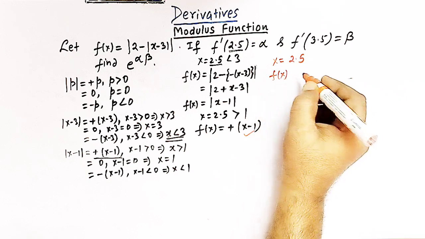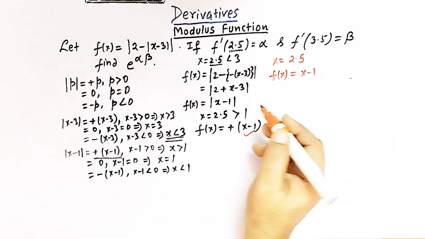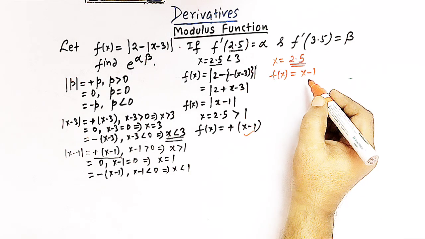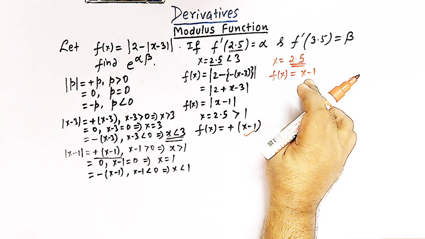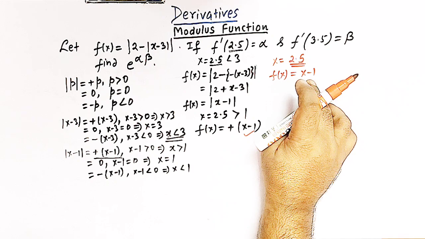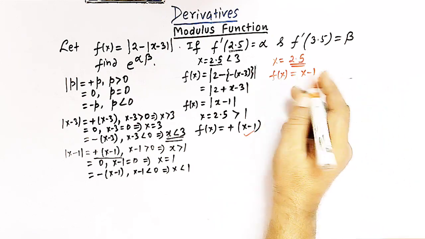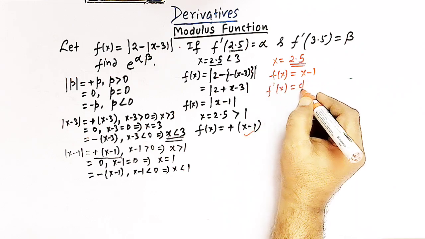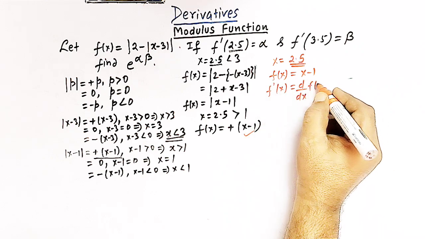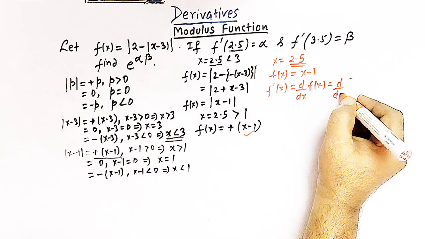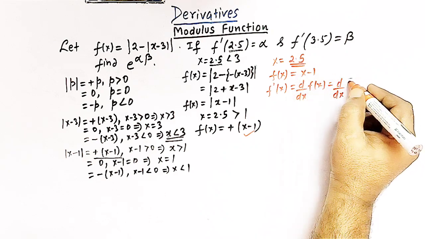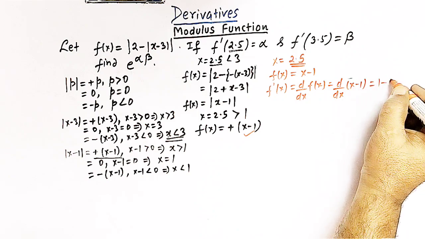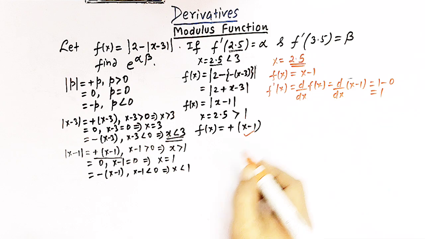So we have f of x is equal to x minus 1 in the neighborhood of x is equal to 2.5, and this function f of x is now a linear function, right? So now we can simply differentiate this function. So we have f prime of x is equal to d by dx of f of x, and we have now f of x is equal to x minus 1. So the derivative of x minus 1 is 1 minus 0, and this is equal to 1, right?